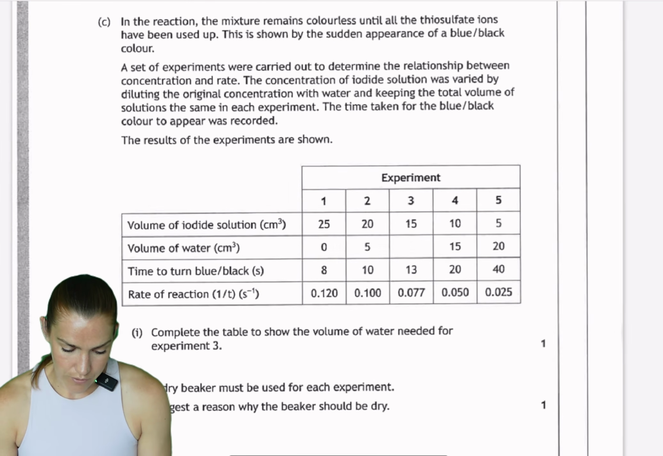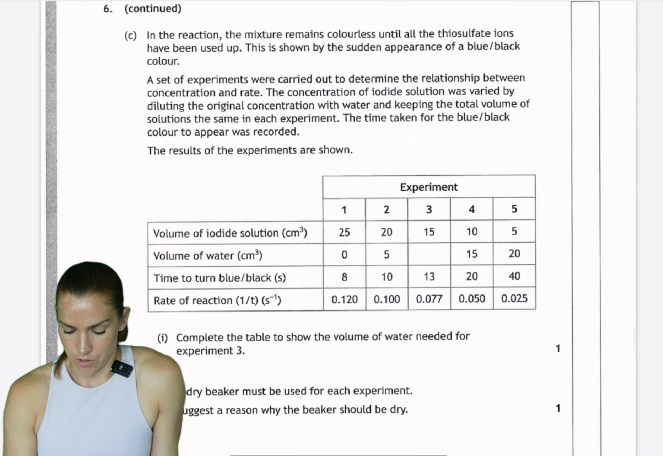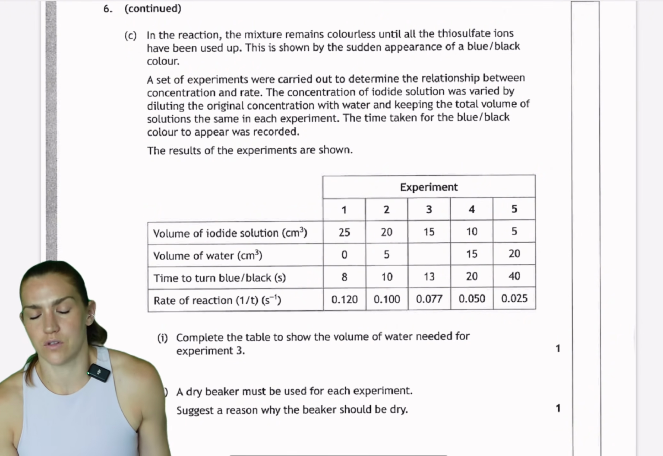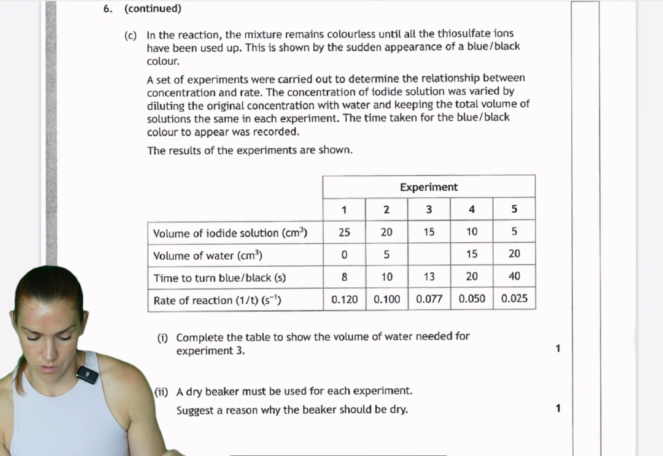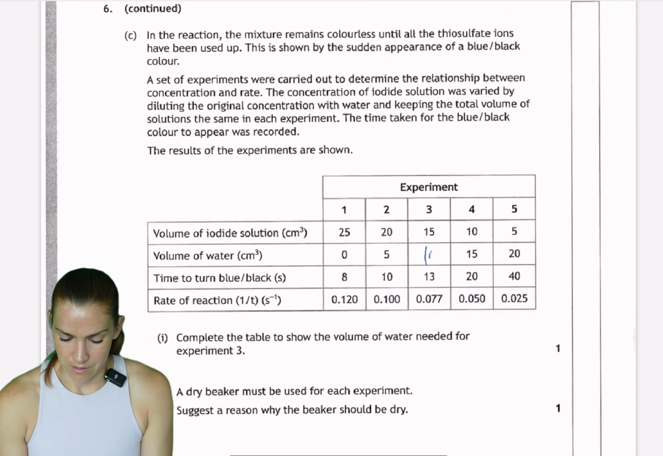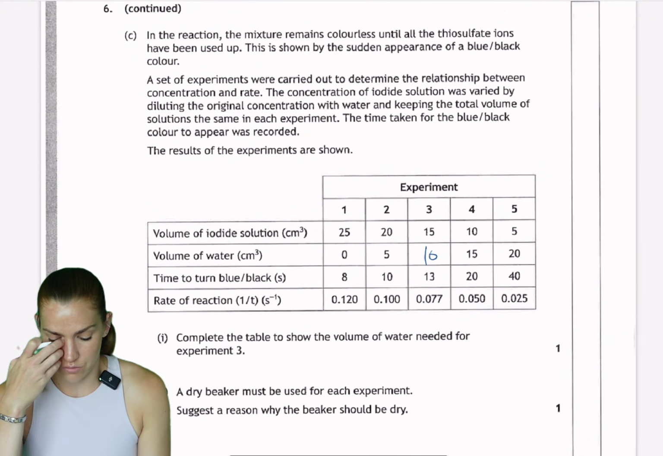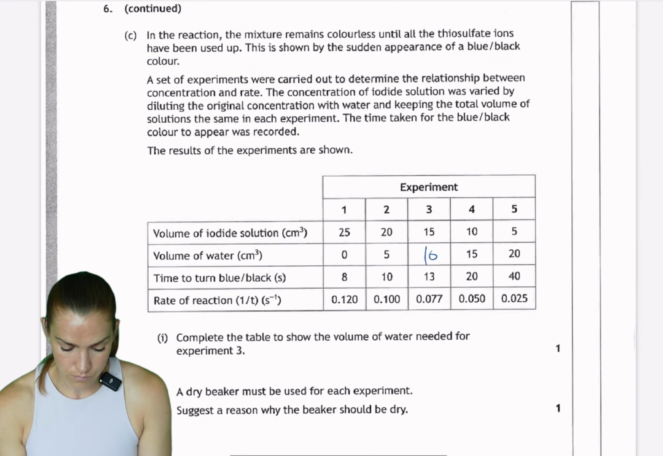So then for C, part 1, you're asked to complete the table to show how much water you need in experiment 3. So the key for these is that the total volume should be the same. So that means that they would need 10 centimetres cubed of water there, because as you can see it's kind of going up in 5 every time, but the total volume would need to be 25.